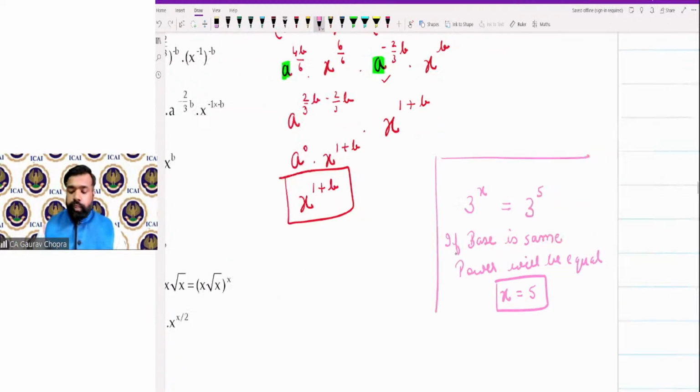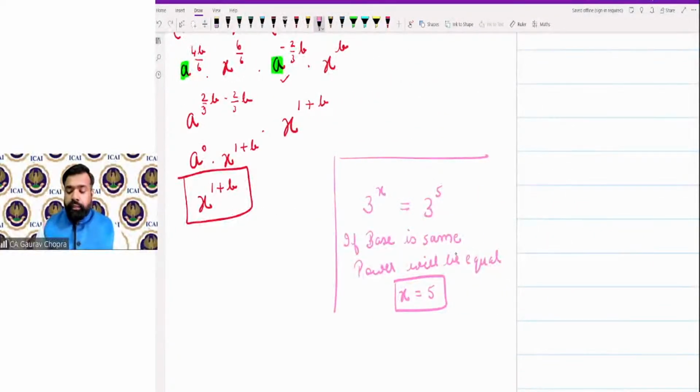Right? Let's take one more. If it is written as 2 to the power of 1 by 4 is equal to 2 to the power of x, again base is the same, so we have to equate the powers. So 1 by 4 is equal to x. So the value of x becomes 1 by 4. So whenever base is the same, power will be equal. So this is the next property.